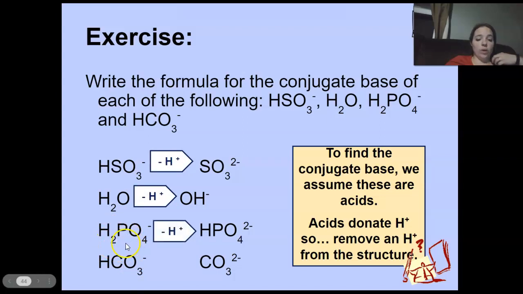H2PO4, get rid of one of the plus. So I'm going to take away one of these and make it more negative. So there's a 2 minus to that one. All right, let's do this again. Take away the hydrogen. It's going to become one more negative. So CO3, 2 minus.